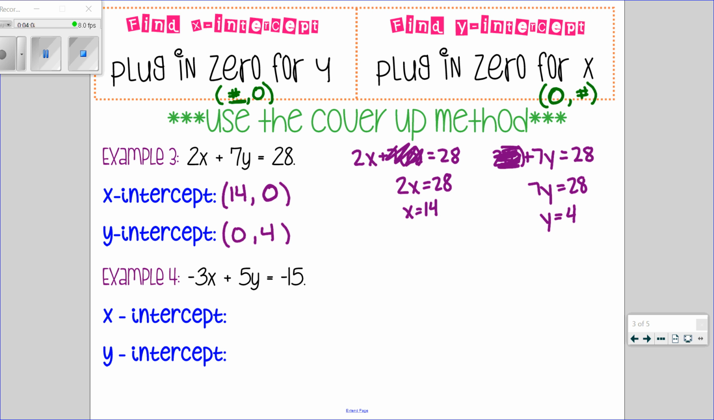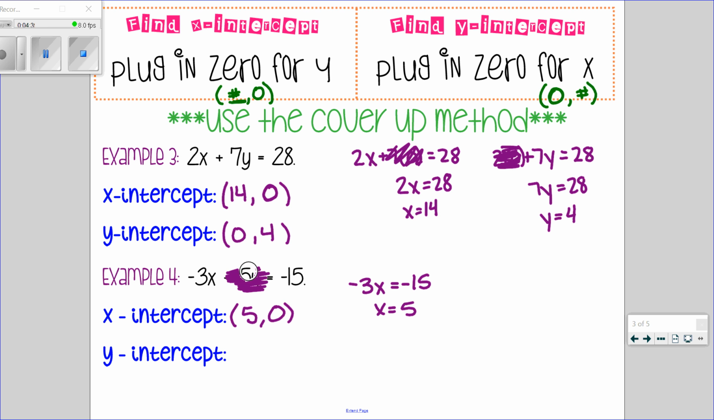So I'll solve this next problem using the cover-up method. Basically, that means you cover up the variable that you are not finding the intercept for. For example, if I want to find the x-intercept, I'm going to just cover up the y, and then I'm going to solve my equation. So if I had the equation negative 3x equals negative 15, I would get x equals 5. So my x-intercept is (5, 0).